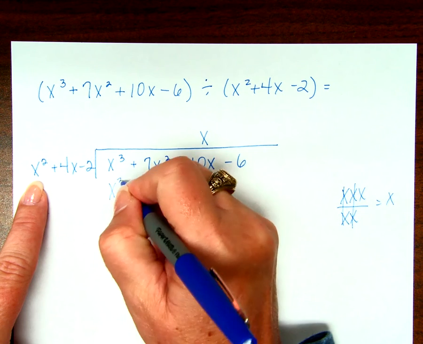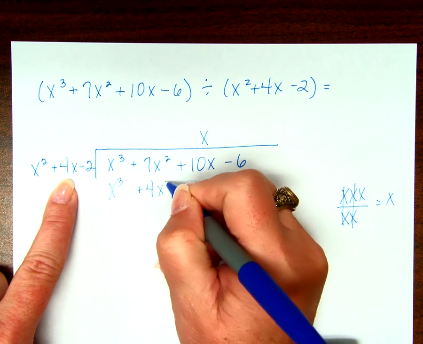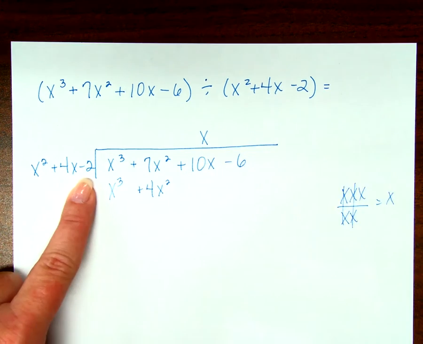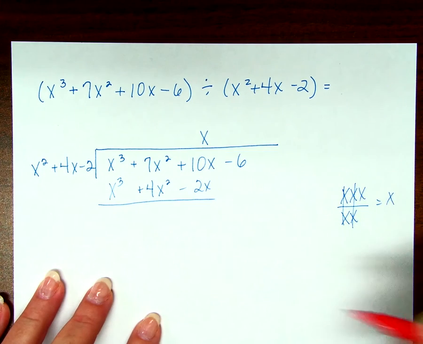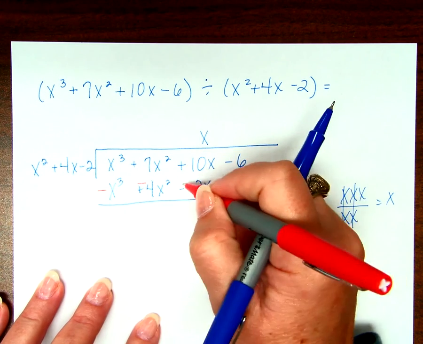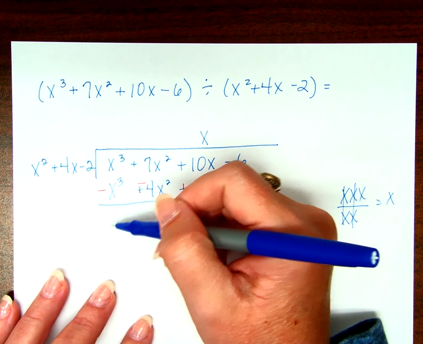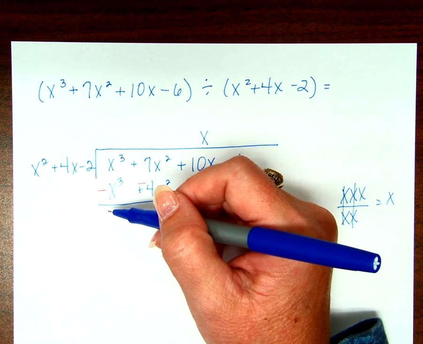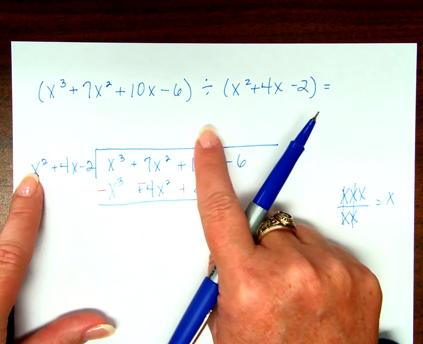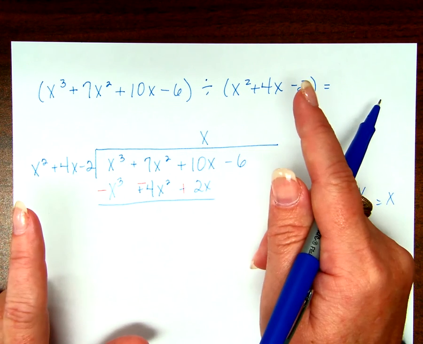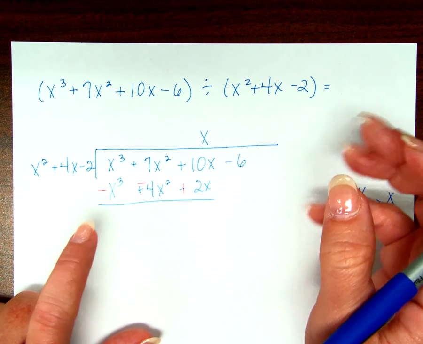What's x times x squared? X cubed. What's x times 4x? 4x squared. What is x times negative 2? Negative 2x. And now? Subtract. Subtract each term. What do you get here? Will we always get a 0 here? If you've done it right, that was the whole purpose of dividing this by this, right? To get this. So once we multiply these two and subtract it, it should be 0, right? If you get anything besides 0 here, something's wrong. Okay? Does that make sense?